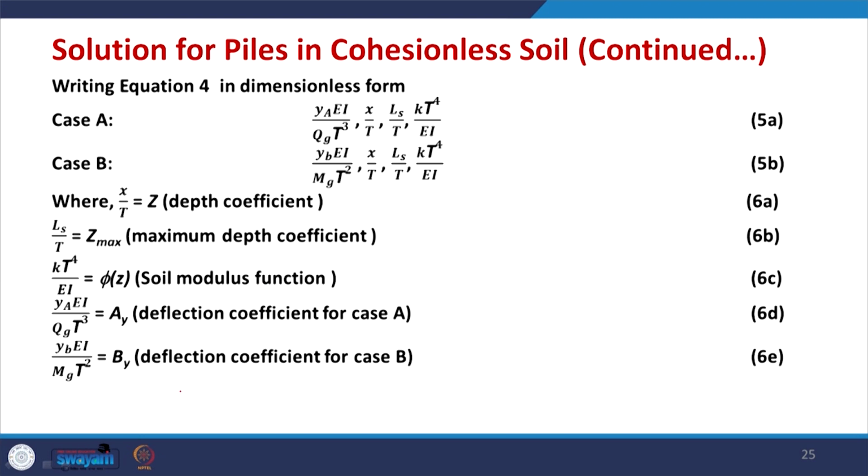Then Ya EI by Qg T cubed is Ay, which is the deflection coefficient for case A, and Yb EI by Mg T squared is By, which is the deflection coefficient for case B. Naturally, when you are using Qg it will be Qg T cubed, and when you are using Mg it will be Mg T squared, because ultimately it needs to be dimensionless. So, this is how we have defined these parameters, and after that we continue with this.